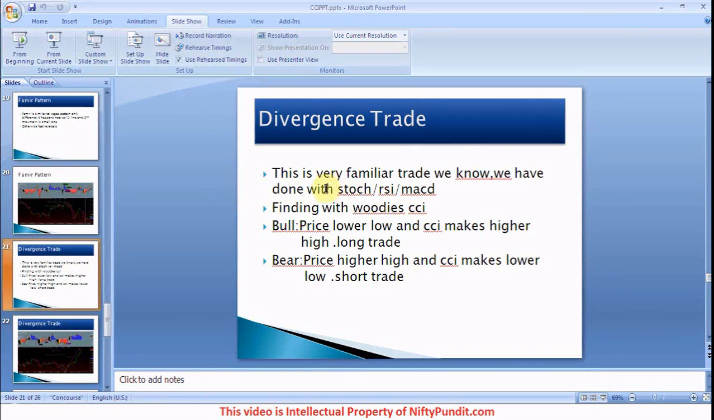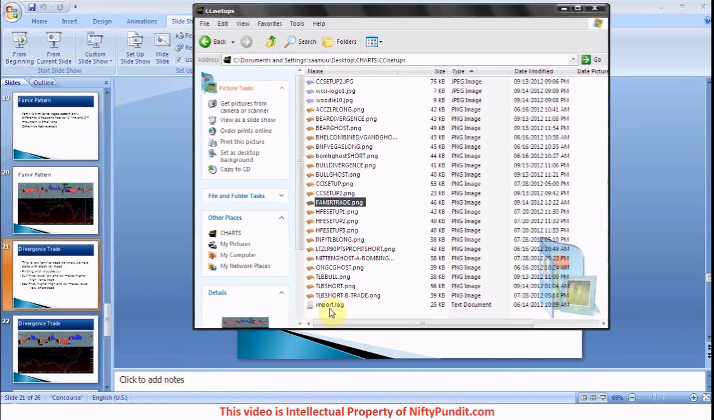We have already done this with stochastic, RSI and MACD. Now we can find it out with the Woodies CCI. The conditions are very simple. Price making a lower low, CCI making a higher high, that is a long trade. Price making a higher high, CCI making a lower low, it's a short trade. Let's see examples in the chart.